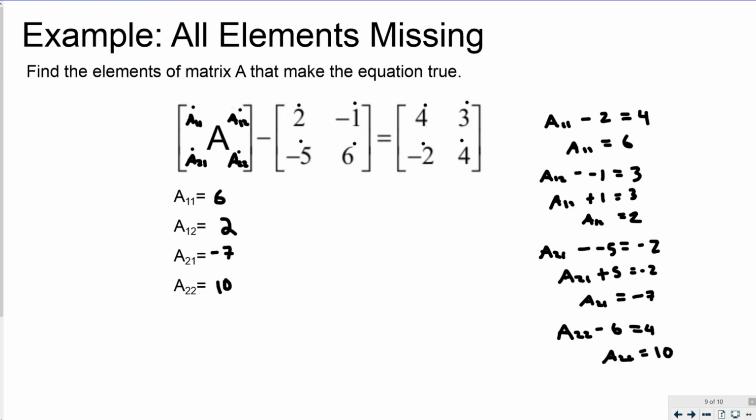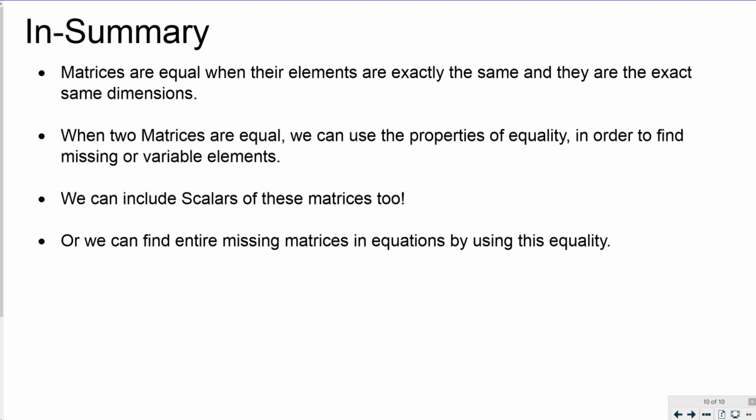And that's it. So that's it for matrix equality, guys. Matrices are equal when their elements are exactly the same and they are the exact same dimensions. When two matrices are equal, and we're supposing that they're equal, we can use their properties of equality in order to find missing or variable elements. We can include scalars of these matrices like I did in 2 problems ago, and we can find entire missing matrices in equations by using this equality as well.